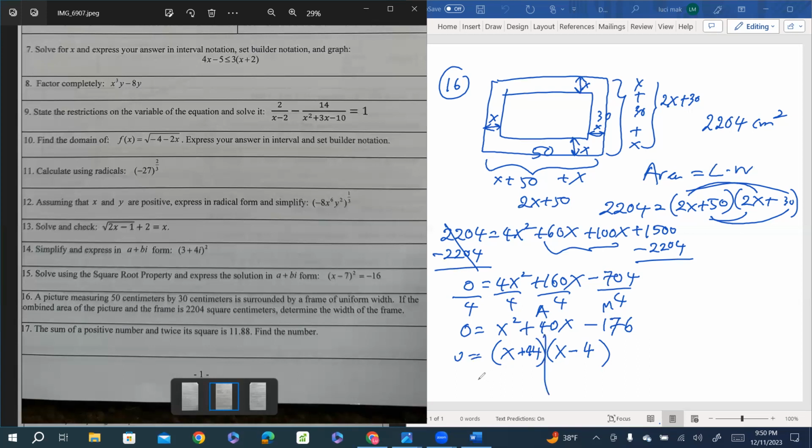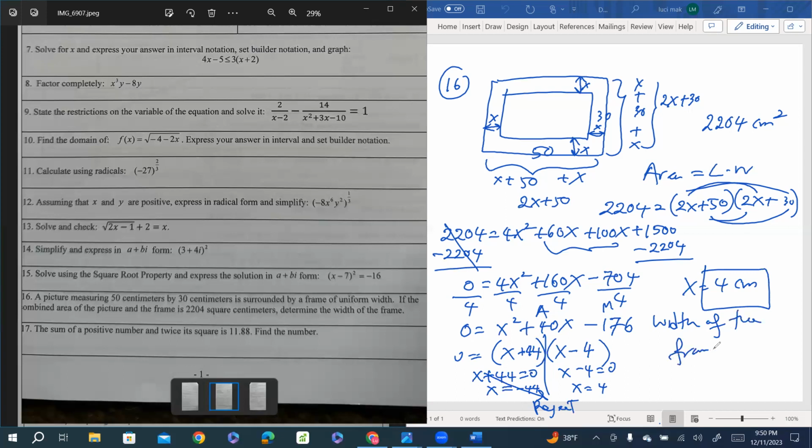All right, so the two answers are x plus 44 equals 0, which is x equals negative 44 after bringing 44 to the other side, or x minus 4 equals 0, adding 4 to both sides, x is equal to 4. We know that the width of the frame can't be negative, so reject that. So the only answer is x equals 4 centimeters. So the width of the frame is 4 centimeters. All right, that's 16.